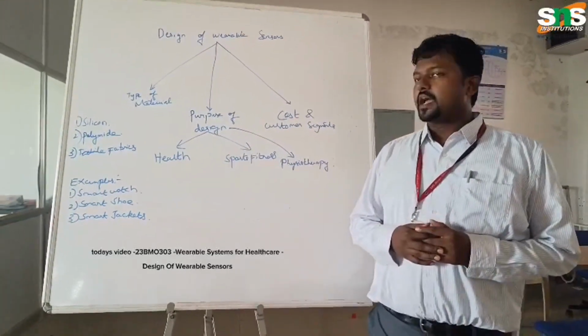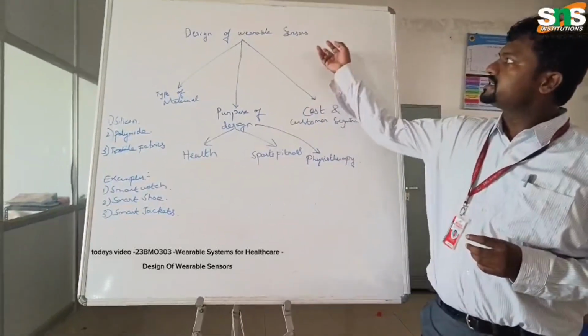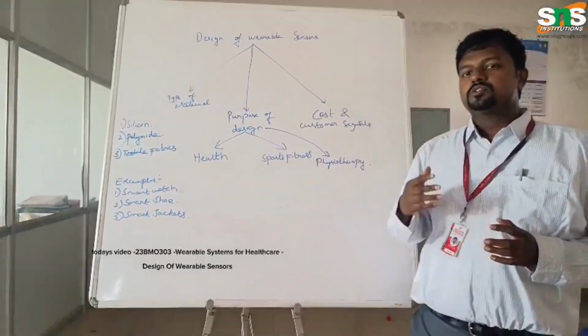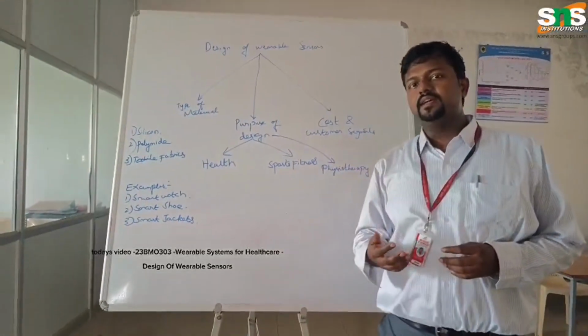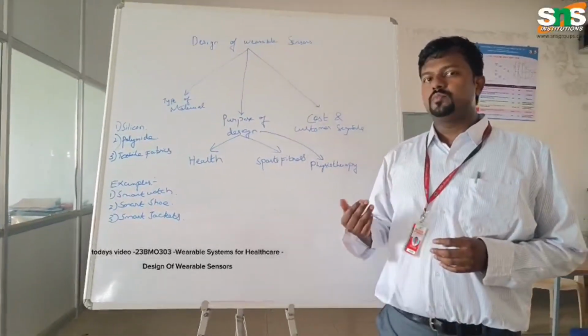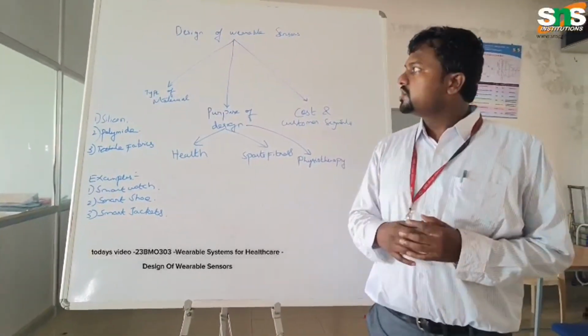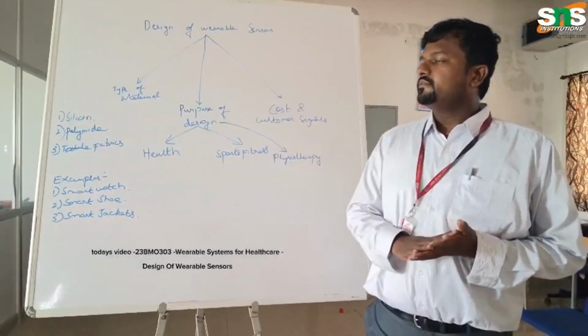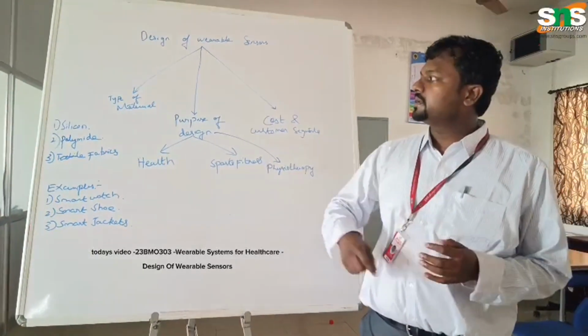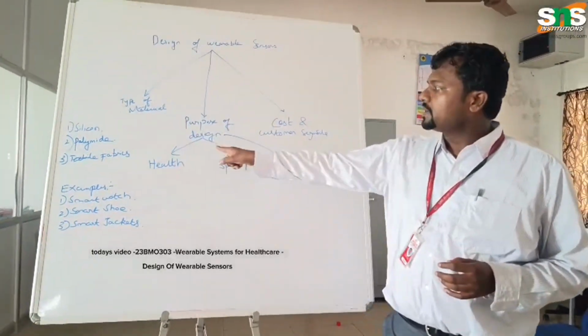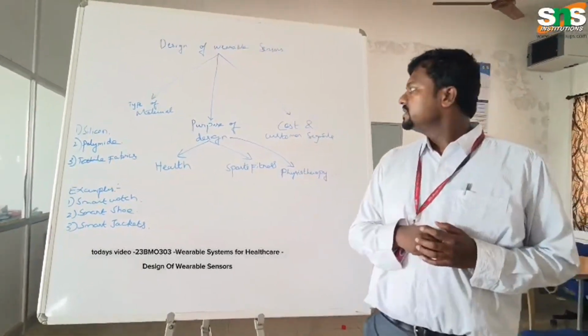In today's class, I am going to briefly explain about the design of wearable sensors. The term wearable sensors means the sensors which are very handy, which are used by humans to monitor various parameters. When we speak about the term design, we have to focus on three different types of constraints. One is the type of material, the second is the purpose of design, and the third one is the cost and customer segment.